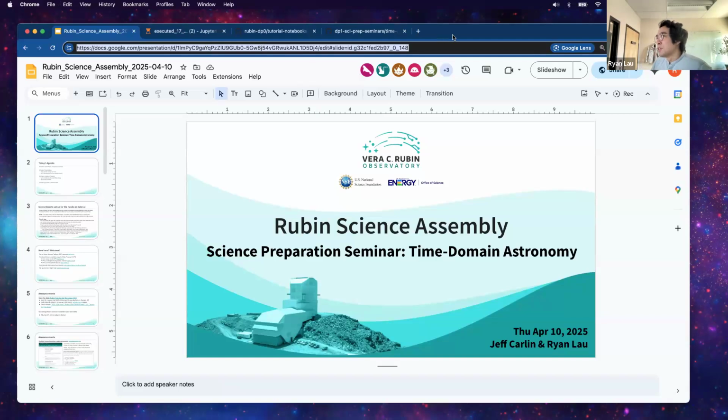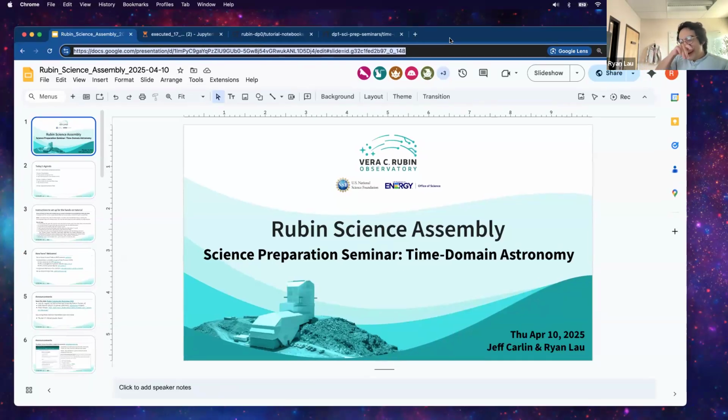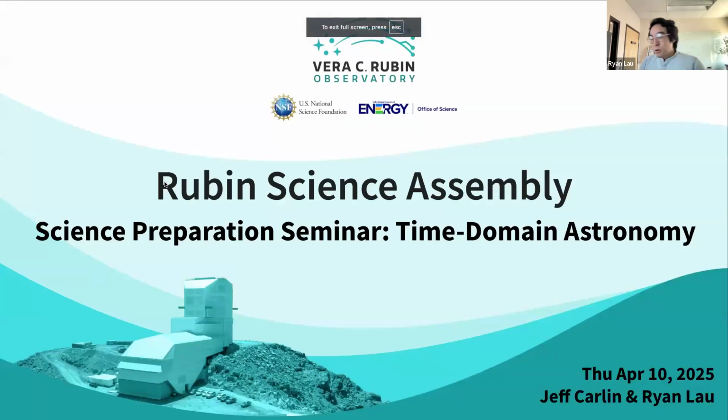And yeah, welcome to this Thursday's Rubin Science Assembly. So we have another science prep seminar. This time we're going to be focused on time domain astronomy. So I'm going to go ahead and full screen this. And so today it's going to be myself, Ryan Lau, a staff astronomer at NOIRLab, and Jeff Carlin, who are going to present today.